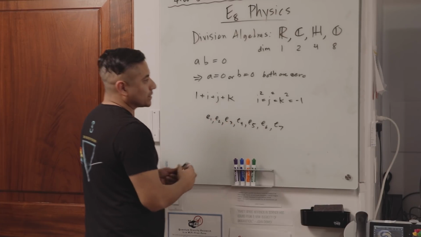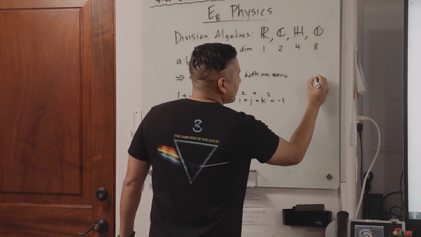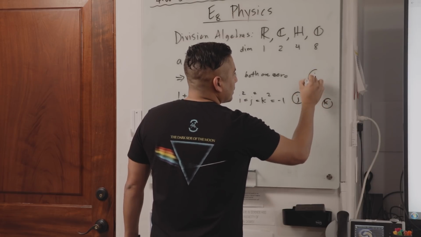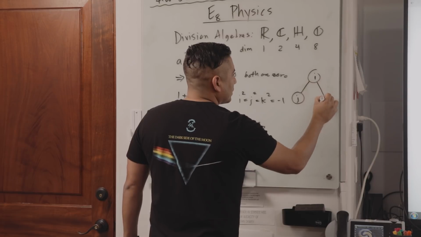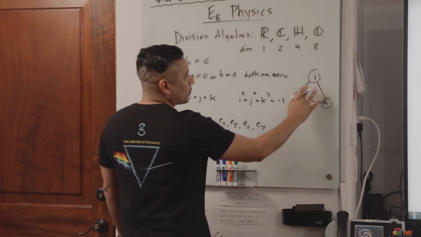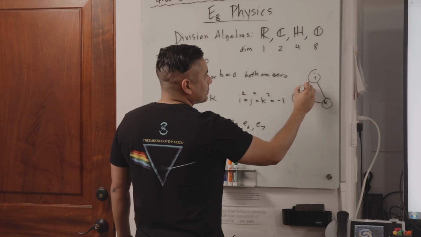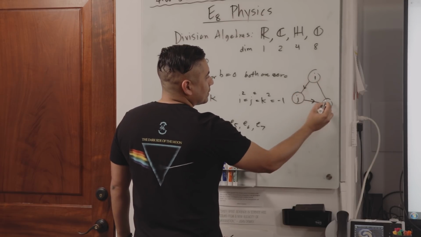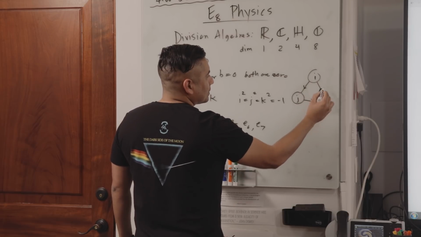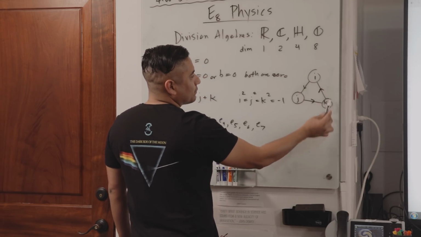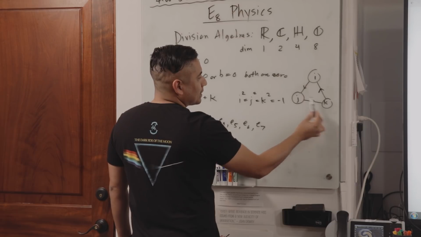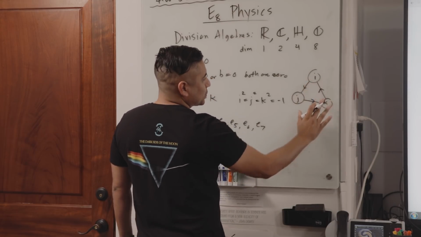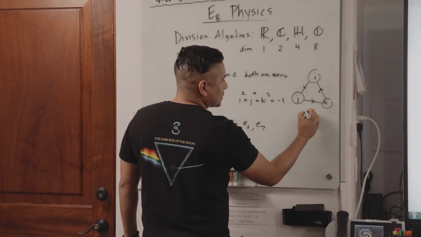So the i, j, k is pretty simple. We can just define an orientation on this graph, and we can say, okay, i times j is k, right? j times k is i, and we can go backwards against the flow. i times k is negative j. So by this orientation, we can get these properties essentially.